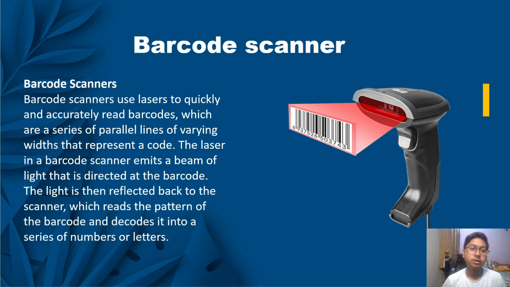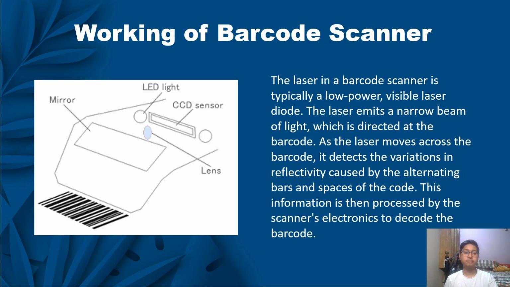Next one is barcode scanner. Barcode scanners use lasers to quickly and accurately read barcodes, which are a series of parallel lines of varying width that represent a code. The laser in a barcode scanner emits a beam of light that is directed at the barcode. The light is then reflected back to the scanner, which reads the pattern of the barcode and decodes it into a series of numbers or letters.